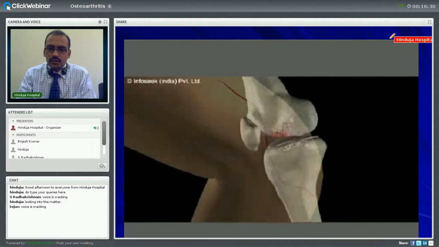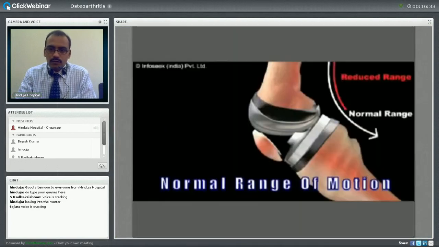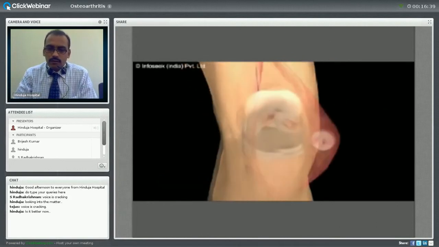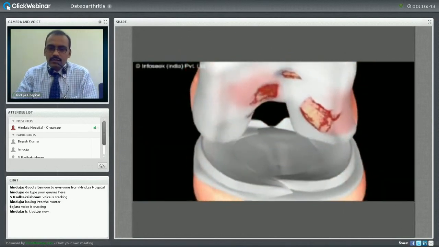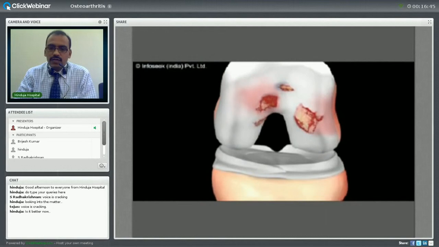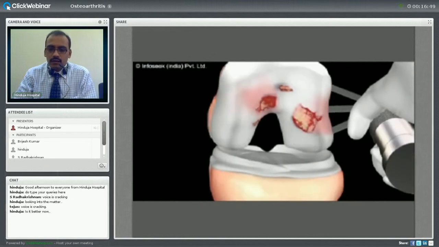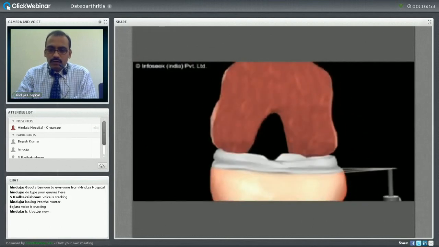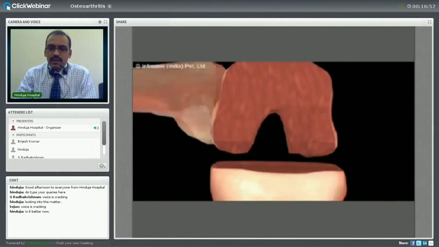What we exactly do in joint replacement surgery, I'll just show you in a video. An incision is made on the front of the knee to allow access to the joint. This is the standard osteoarthritic knee. Once the joint has been entered, destroyed pieces of cartilage and diseased bone are removed from the ends of the thigh bone and the shin bone.